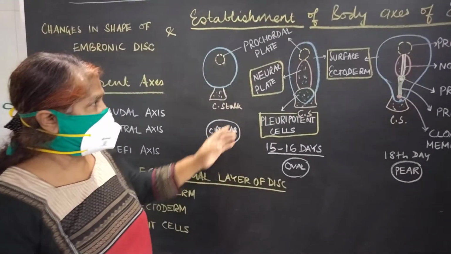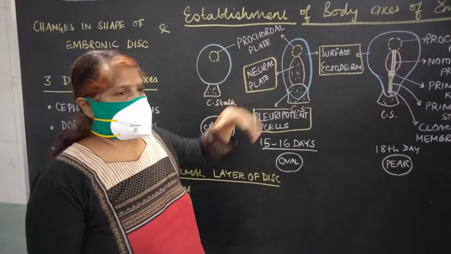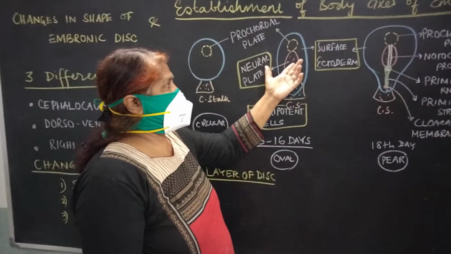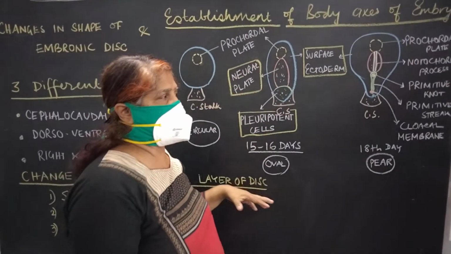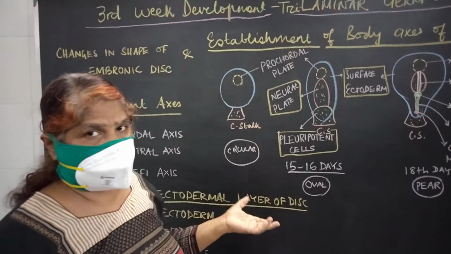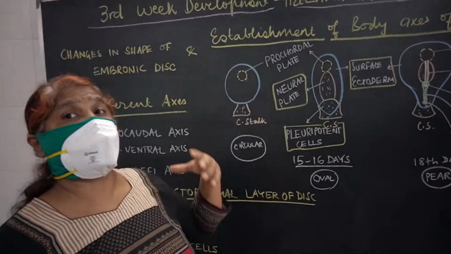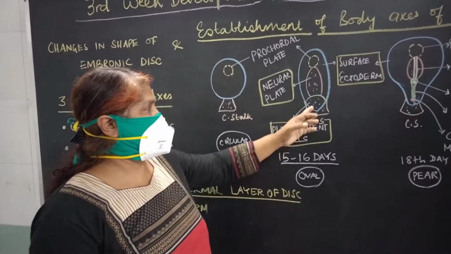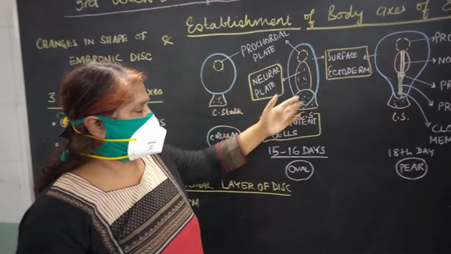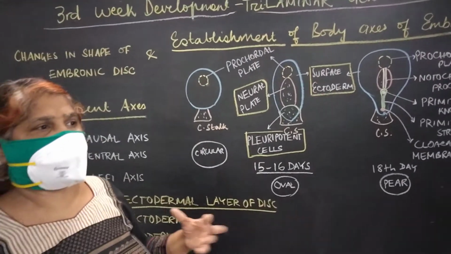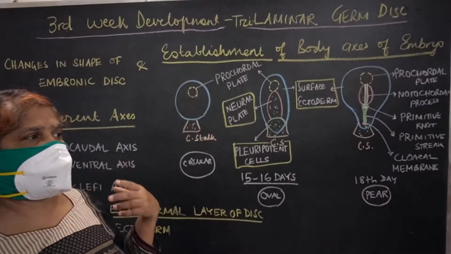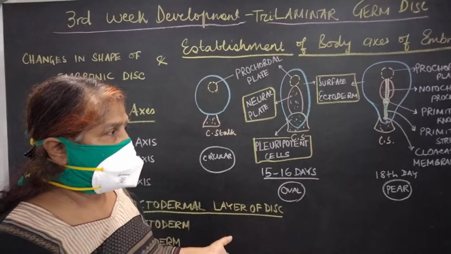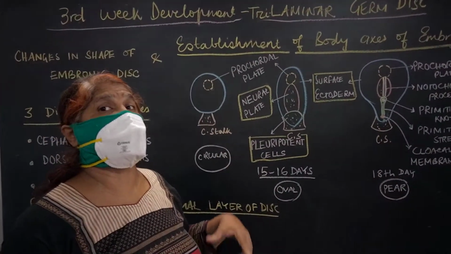So the ectodermal layer is divided into three specialized layers from which the different parts of the body will develop. One is surface ectoderm, that will give rise to the formation of the skin all over the body. Then there is a neuroectoderm. From the neuroectoderm there will be formation of the neural plate, neural tube, and the whole nervous system. And the pluripotent cells will give rise to the formation of the primitive streak, which will give rise to the formation of notochordal process, that is the future base of the neural tube, and the intra-embryonic mesoderm.